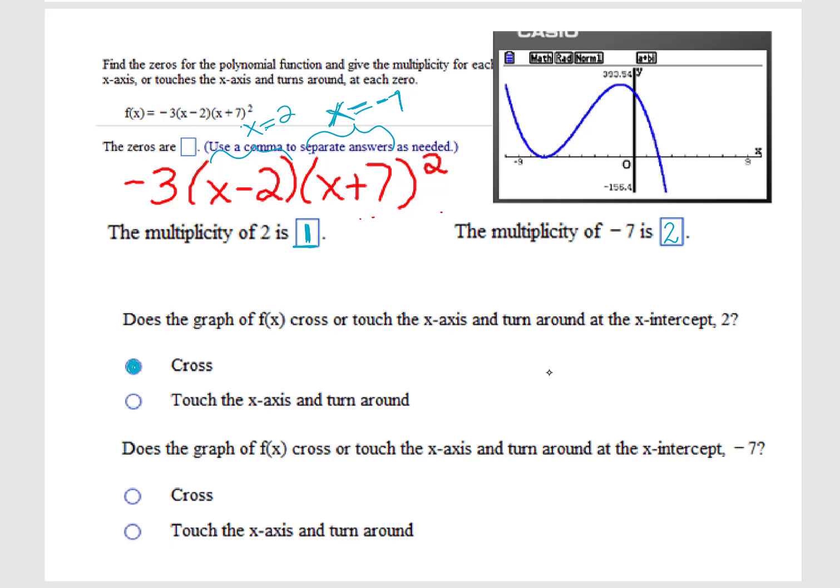And then does the graph of f of x cross or touch the x-axis and turn around at the x-intercept negative 7? Okay, so negative 7 had a multiplicity of 2, which is even. So even Steven came to town, but then he decided to turn around, so we know that it's going to touch and turn.